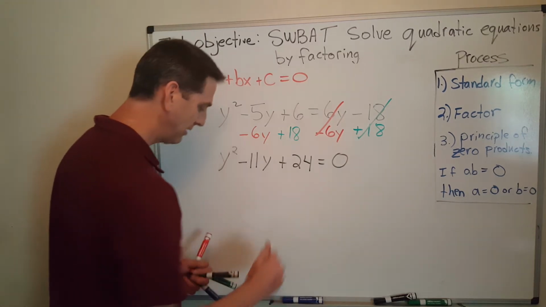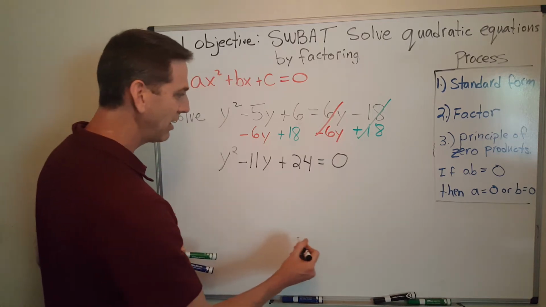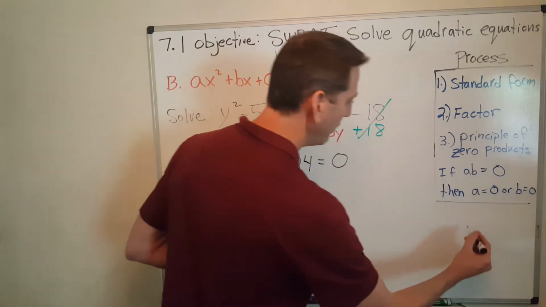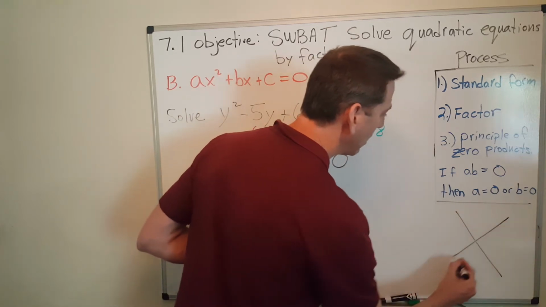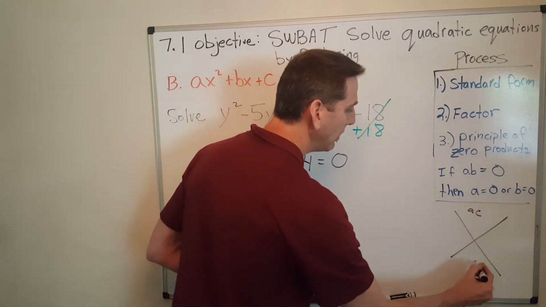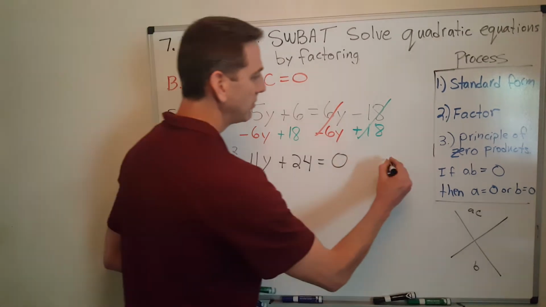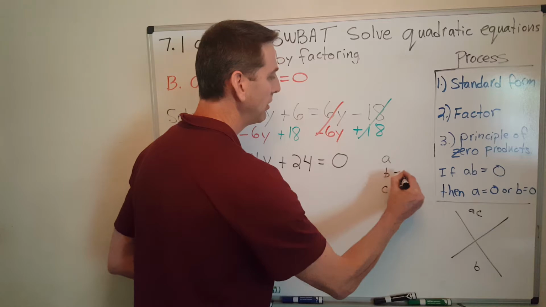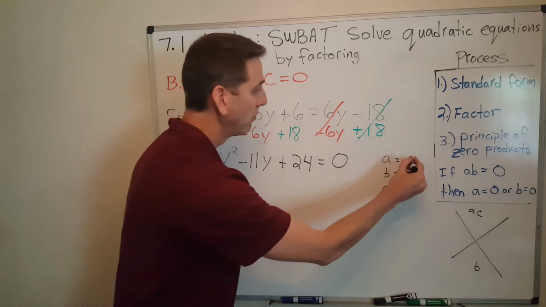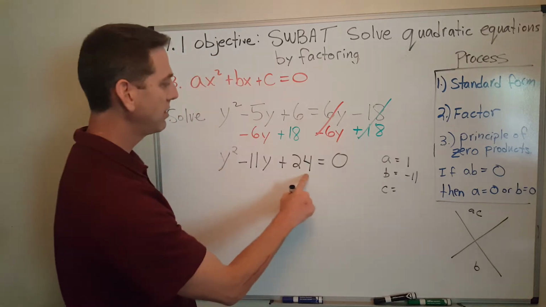So we want to set this up. I like to use the AC method, or I call it the X method. Okay, so I'm going to set up an X here, over here, kind of out of the way. Remember here I need to put AC, and here I need to put B. So what are my ABCs? A, B, C. Remember this? Well, A is 1, B is negative 11, and C is 24.